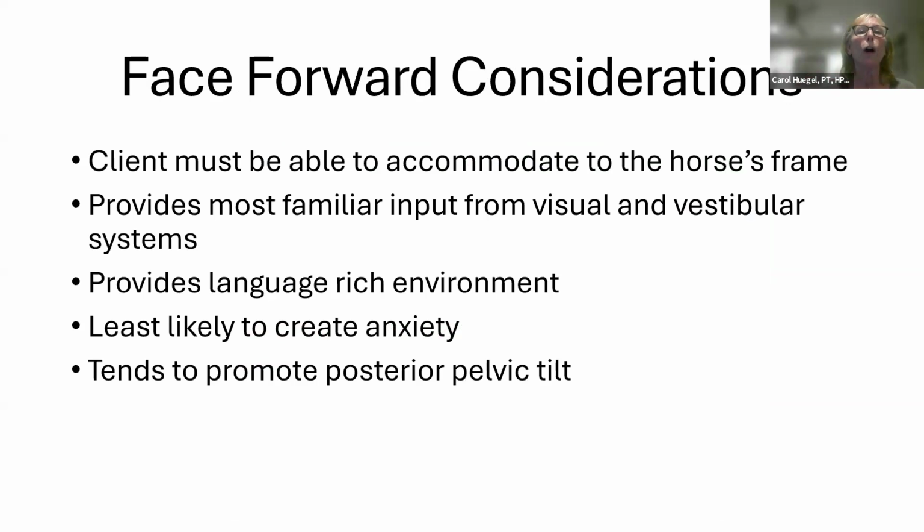So as far as considerations, we realize that our patients must accommodate that horse's frame. We learned in part one, as far as selection of the horse, that we need to have an appropriate width for our patient. Again, they're getting the visual and vestibular information the same as is typical in life, that visual flow, as the patient is moving forward through space, where things appear to be moving towards them.